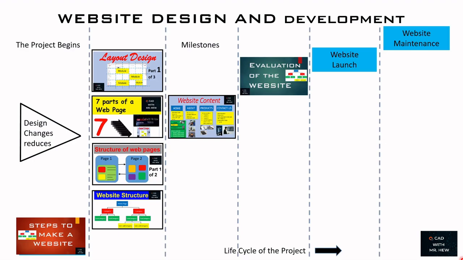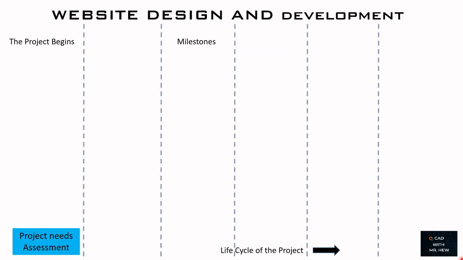In today's video, we'll be looking at the steps for website design and development. On the screen, we have a layout of the requirements for the development of a website. So here we have five vertical lines, and what it is representing is the different milestones that will be required for the building of a website.